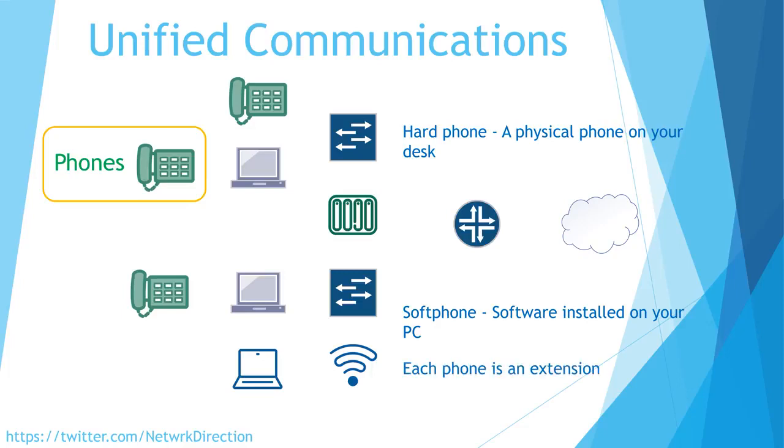Regardless of the phone type, each phone has an extension. Extensions are usually a number, but in some cases it could be something else, like an email address. The PBX maintains a list of extensions and how to reach them. This is how it can route a phone call from one phone or PC to another.